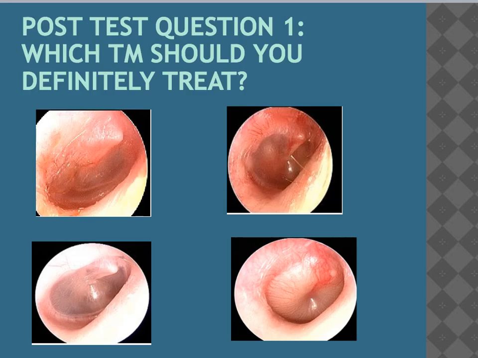We are almost done. Now it's time for a quick post-test. Which of these pictures of tympanic membranes would you definitely treat for an acute otitis media? If you thought this one, you were correct.